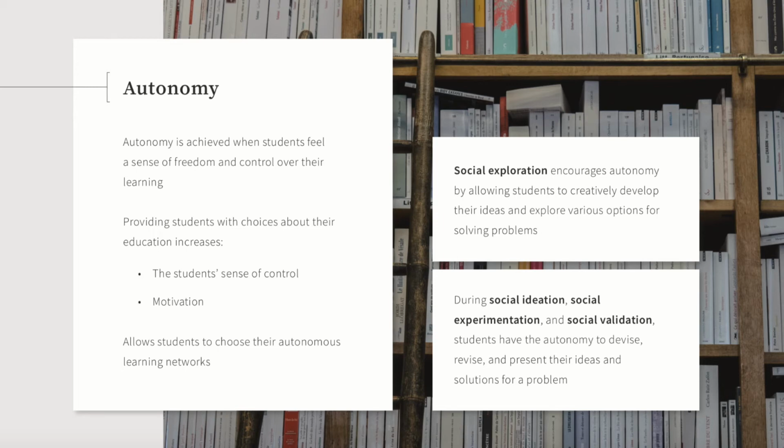Social exploration utilizes and encourages autonomy by allowing students to creatively develop their ideas and explore various options for solving problems. During social ideation, social experimentation, and social validation, students have the autonomy to devise, revise, and present their ideas and solutions for a problem.